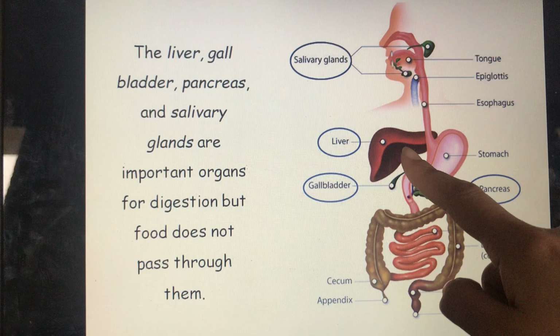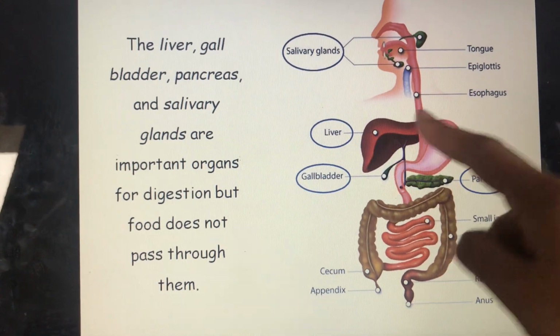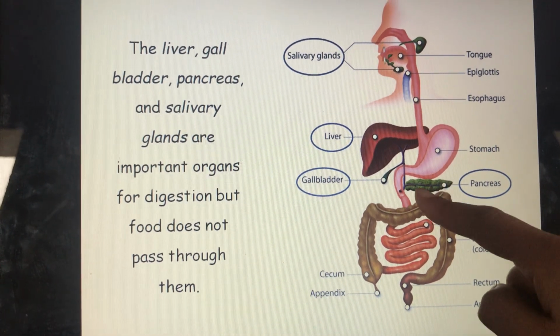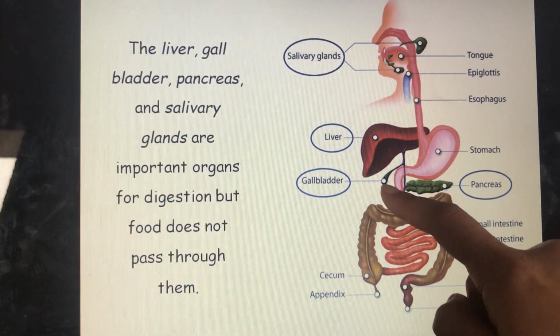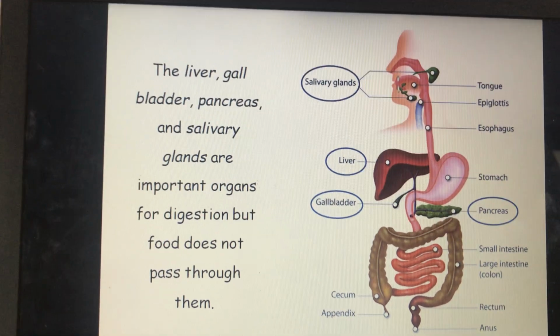And then we have the liver, the biggest organ. And then we have the pancreas. It looks like a leaf. And we have the gallbladder, which is a small pouch attached to the liver.